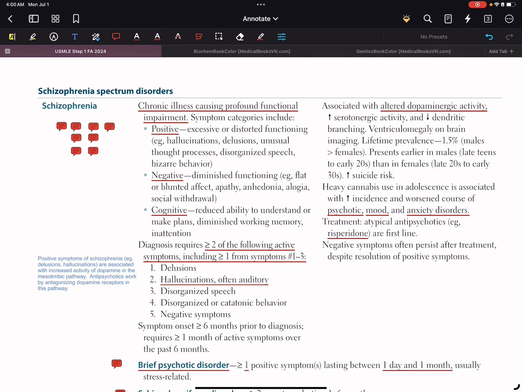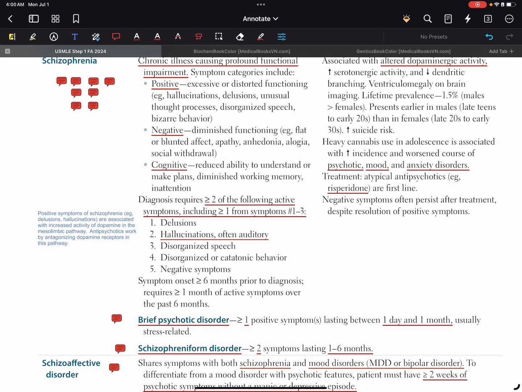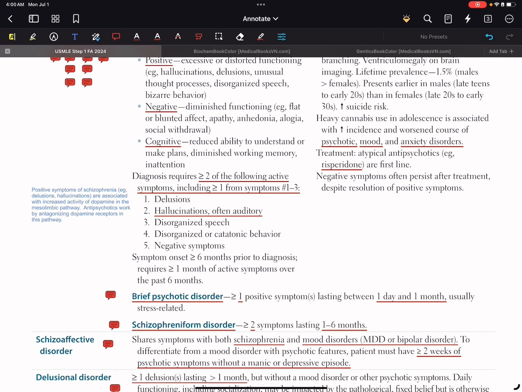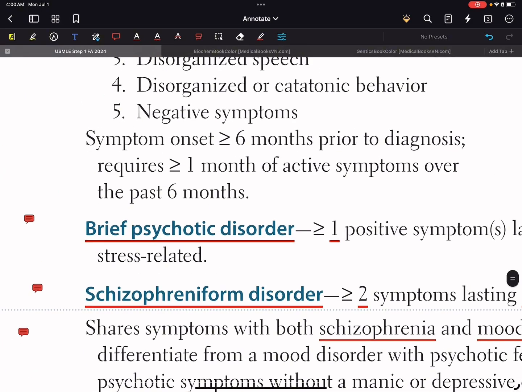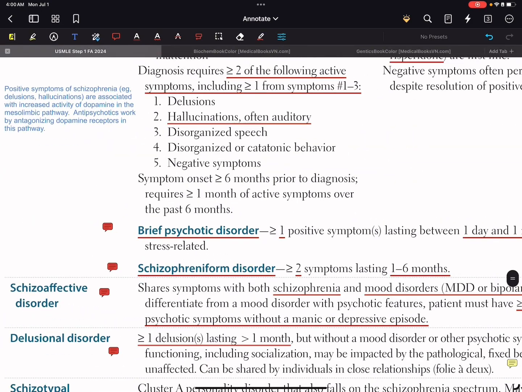Diagnosis requires more than 2 of the following active symptoms, including more than 1 from symptoms 1 to 3: delusions, hallucinations often auditory, disorganized speech, disorganized or catatonic behavior, negative symptoms. So they will tell you about delusions or hallucinations, like she has been hearing voices telling her to take a lot away, or I've been hearing voices telling me whatever. This is auditory hallucinations. Symptom onset more than 6 months prior to diagnosis. Requires more than 1 month of active symptoms over the past 6 months.